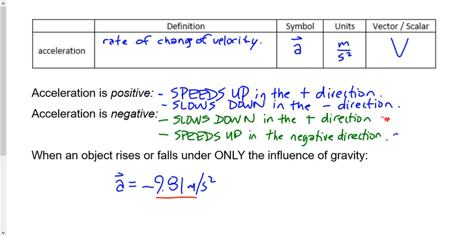Remember that. Some problems that we are going to see here today involve acceleration of a car, or acceleration of a person, or acceleration of a ball as it rolls along a hill. But some problems we're going to see involve an object rising or falling under the influence of just gravity. If that's the case, for those problems and those problems only, the acceleration will be negative 9.81. It doesn't matter whether it's rising up into the air or falling down. It'll be negative 9.81 meters per second squared.